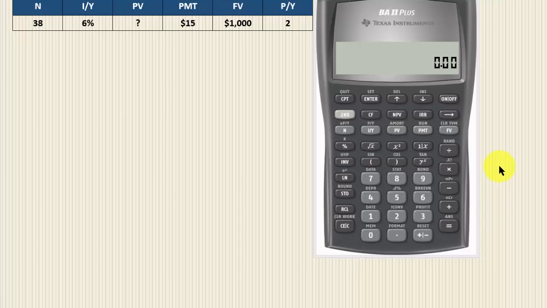We are going to start by clearing the time value of money worksheet. We have 19 years left to maturity, which means 38 semi-annual periods. So we set n equals 38, press 38 and then hit n. Our yield to maturity is 6%. The payment is $15. The par value is $1,000. This is the face value or the future value.